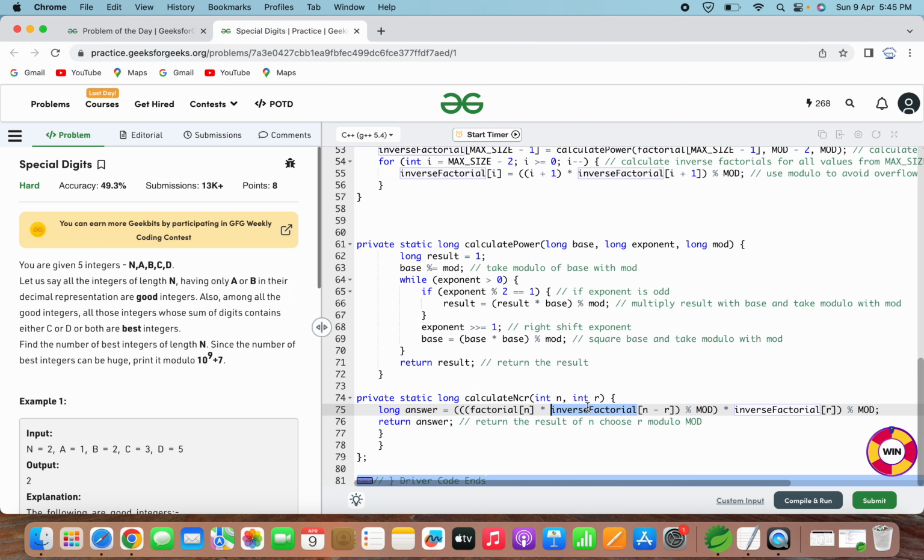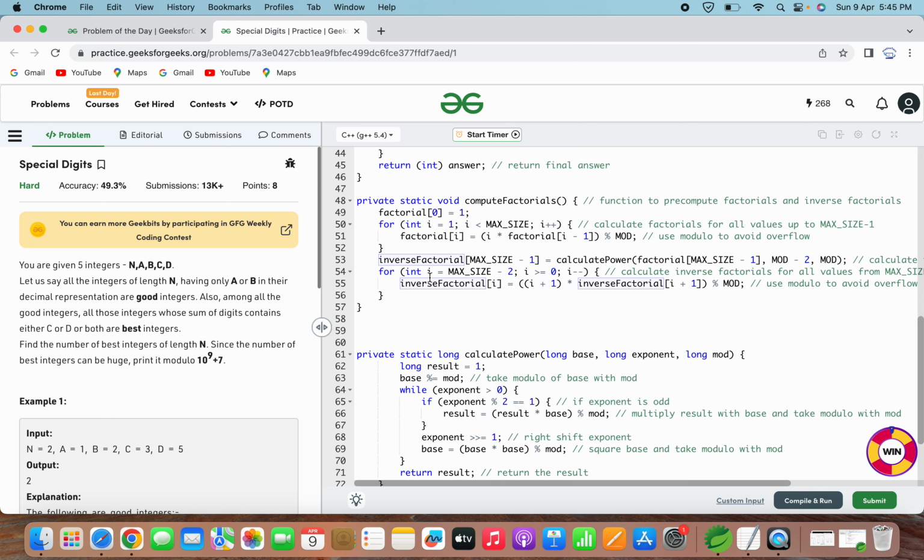But when we look at this inverse factorial method, it is trying to calculate the inverse factorial using the calculate power method. So what is the significance of calculate power here? The calculate power method is used to calculate the modular inverse of the factorial value in this code. The modular inverse of A is defined as the value of B such that A into B is congruent to 1 modulo the given M. The modular inverse is useful in calculating combinations, nCr, modulo a given number.